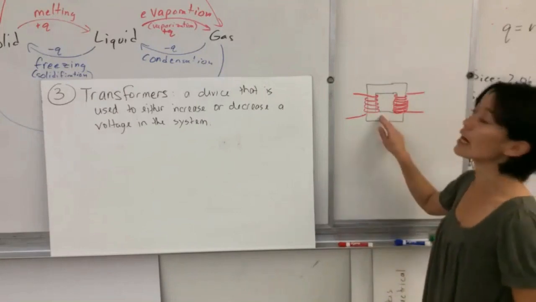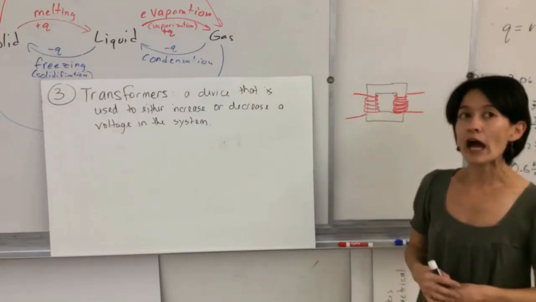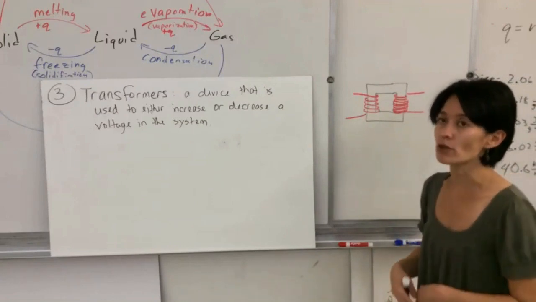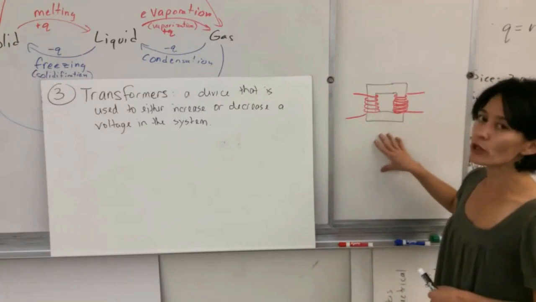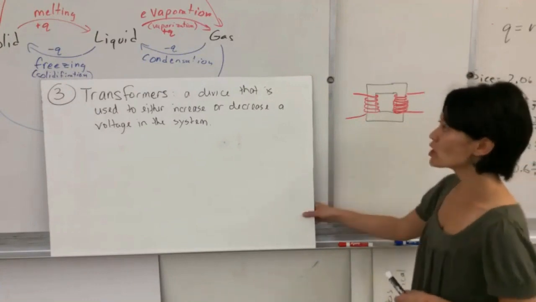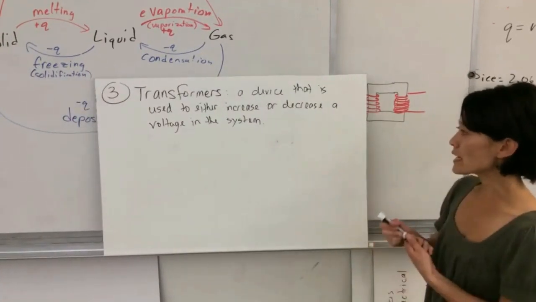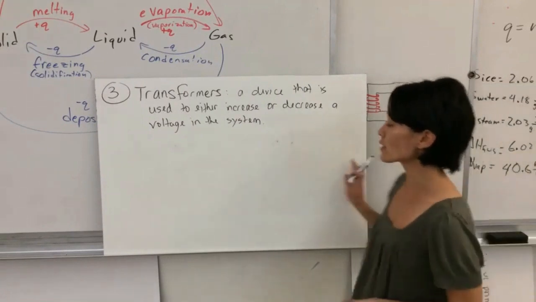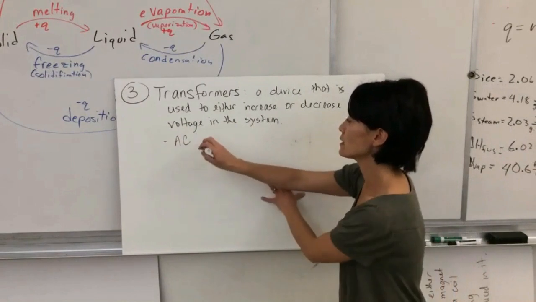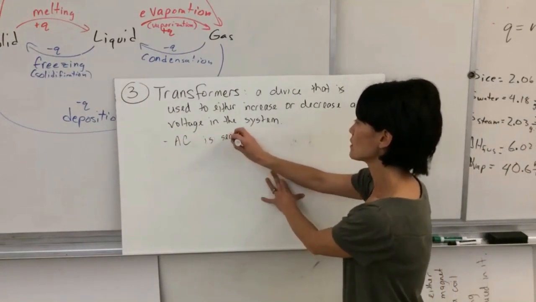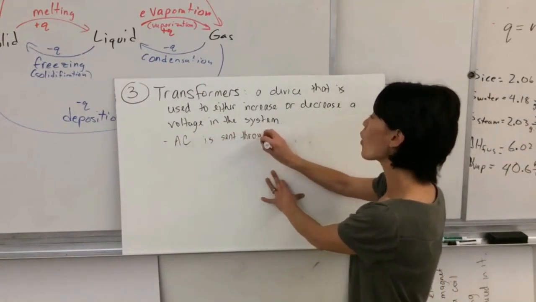It doesn't have to have this iron core, but again, iron amplifies the magnetic field, so it's going to see a larger effect. So this is the visual you should have in your head for transformers. What happens with our transformers is alternating current, AC, is sent through one of the coils.